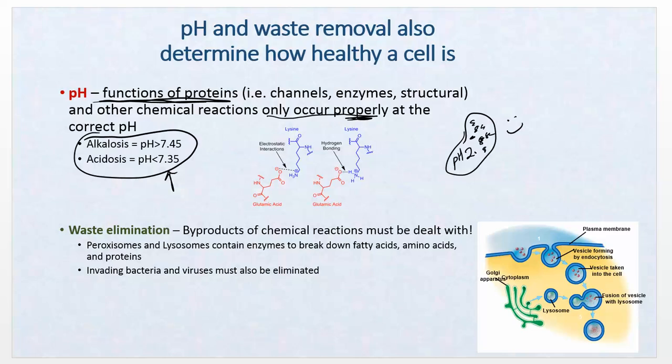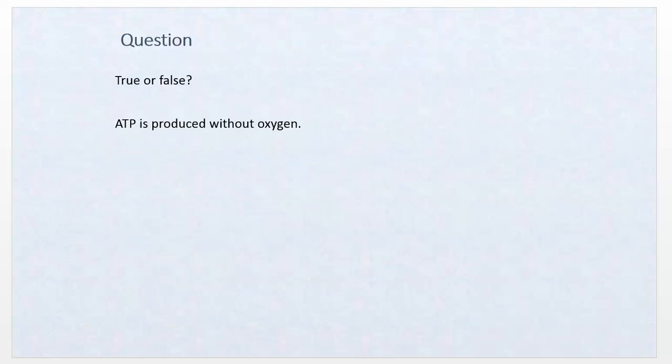Waste elimination, same thing. Byproducts of chemical reactions must be dealt with. You don't want a bunch of trash and wastes building up, particles, pieces of proteins, hydrogen peroxide, anything that's not supposed to be there, you want to deal with that. And that's what these are for, the peroxisomes and lysosomes. Invading bacteria and viruses, a lot of times those are taken up by these and they're destroyed. So you can see here, this is taking something up and then it's mixed with a lysosome and then it's dead. Everything in it is gone. Okay, so that's it for this.